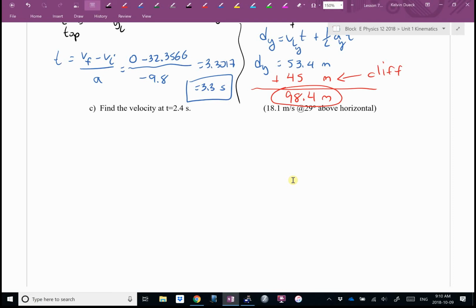What do you want me to find? When? At t equals 2.4. Here's what I think that looks like. Don't write this down just yet. Like that. Don't write that down. Or, it could be on the way down, like that.